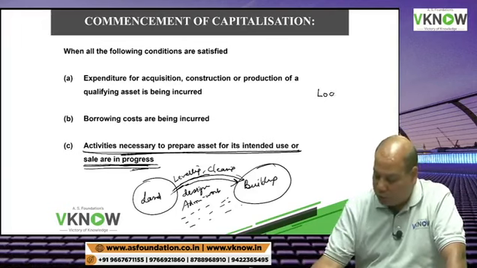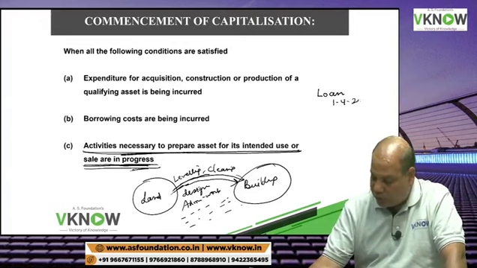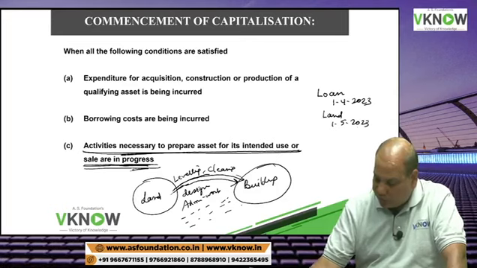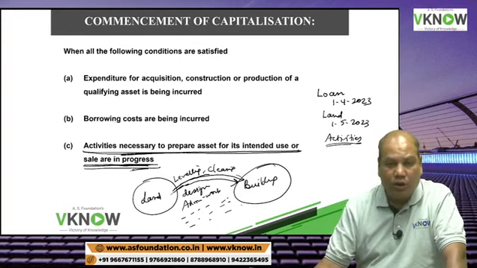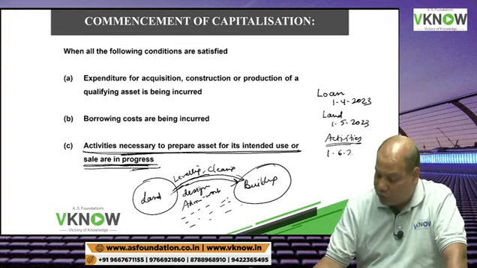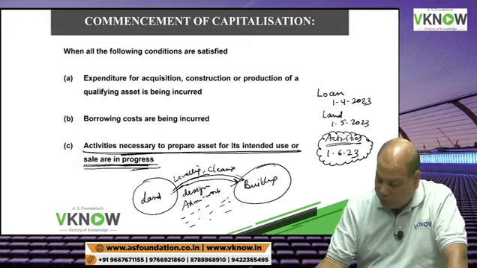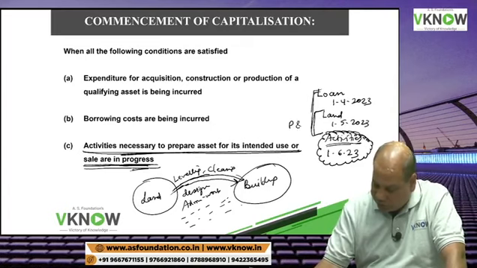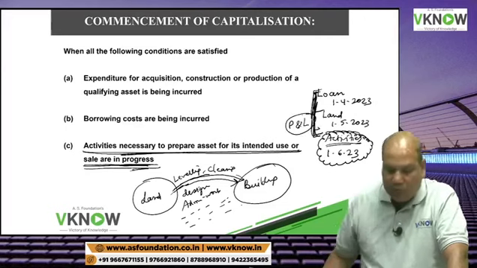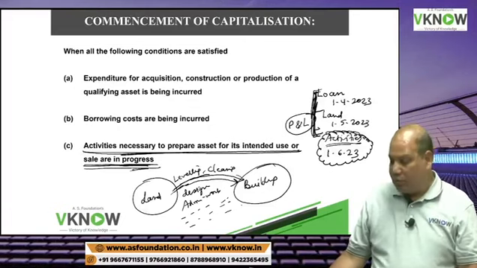Suppose you have taken a loan on 1st April 23, you purchased a land on 1st May 23, but the activities which are required to complete this qualifying asset started on 1st June 23, then you can capitalize the borrowing cost only from 1st June 23. The borrowing cost incurred in the period from the date of taking the loan till the activity started, during this period, will be charged to the profit and loss account.